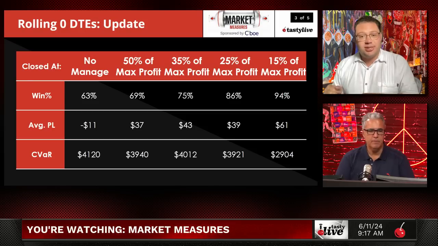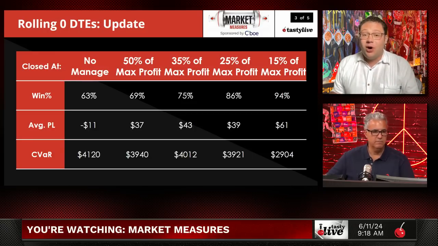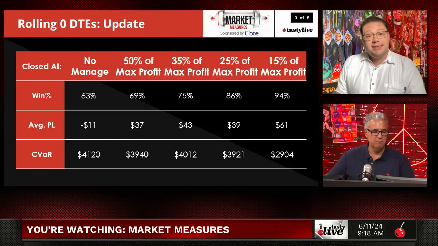If you manage at 15% of max profit, you can get that in the first half hour, 45 minutes, which is reasonable. If the market doesn't move, you're going to get 15% probably around that time. I've seen it happen. Win rate 94%, average P&L $61, and your risk is lower. Your CVaR goes from almost 4,000 to almost 3,000. Your risk basically goes down by 25 percentage points, which is significant.